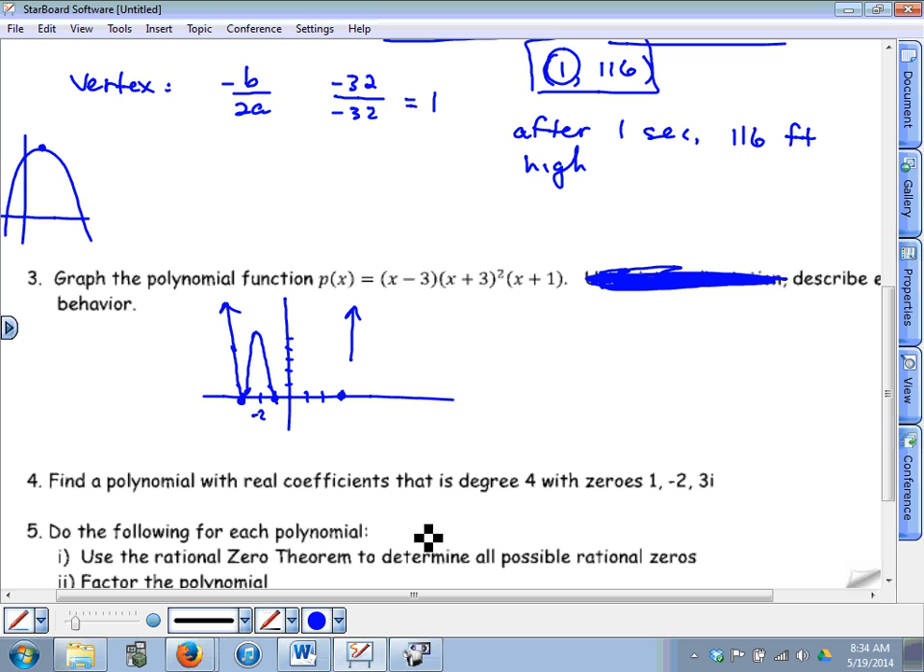Crosses through. Other thing we're missing here, you guys. We have the x-intercepts. What are we missing? We're missing the y-intercepts. If you let all the x's equal 0, that'll give you the y-intercept. This is negative 3, negative 27, times 9 times 1. It's negative 27. So the graph goes all the way down to negative 27. Then it comes back up like that.